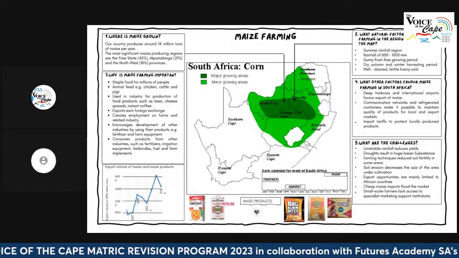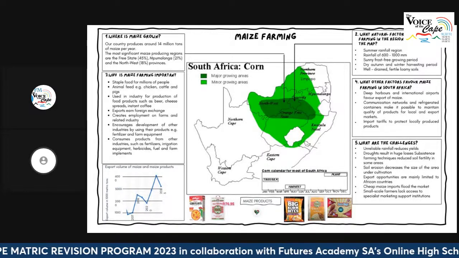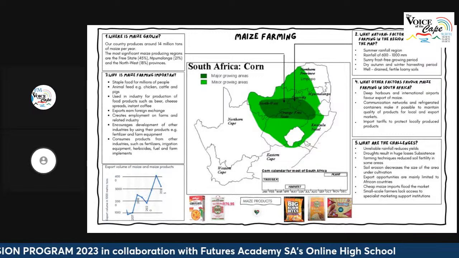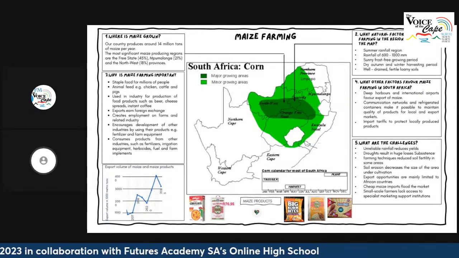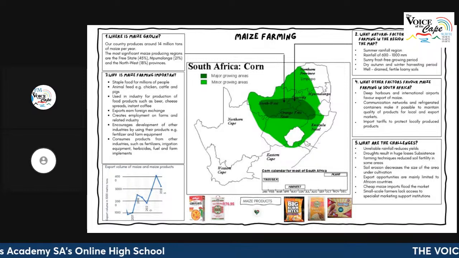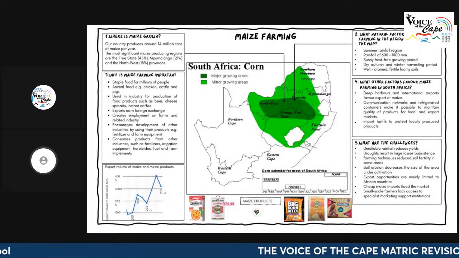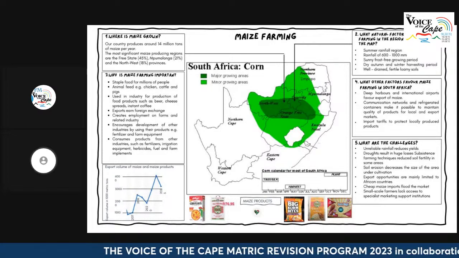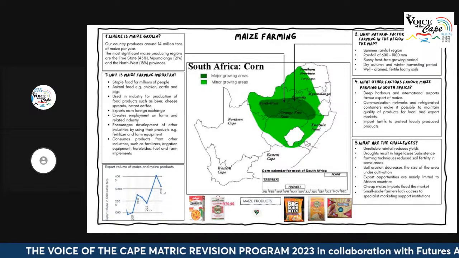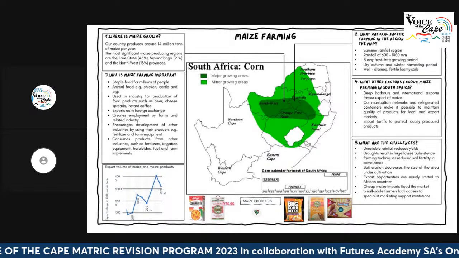Please remember that. So, when we talk about the regions, the Free State is generally 45% of it. Mpumalanga is about 21% of it, and the Northwest is about 18 plus minus percent of the total area that farms maize. So, why is it extremely important? Remember, maize is a staple of South Africa.